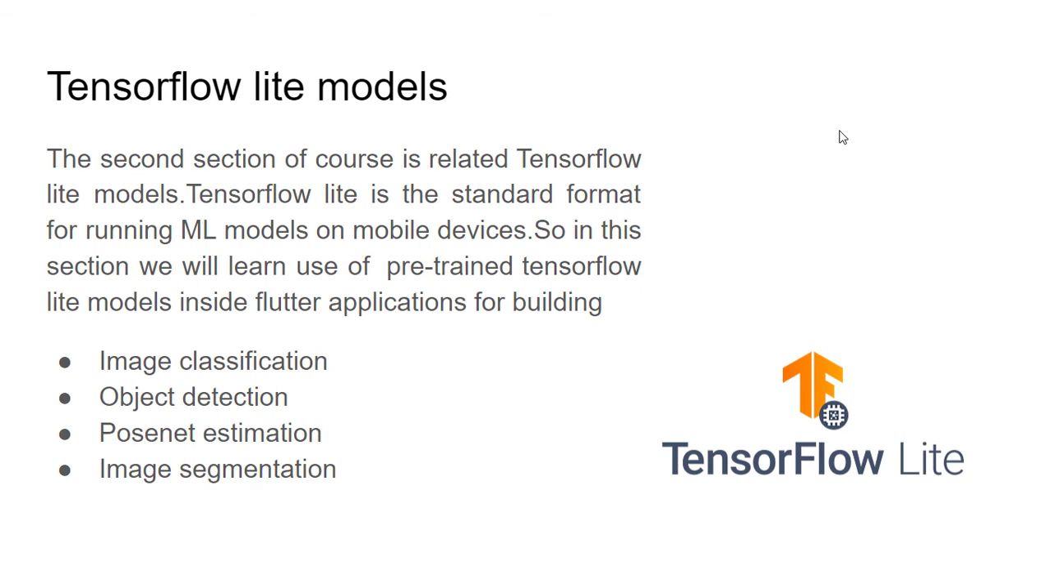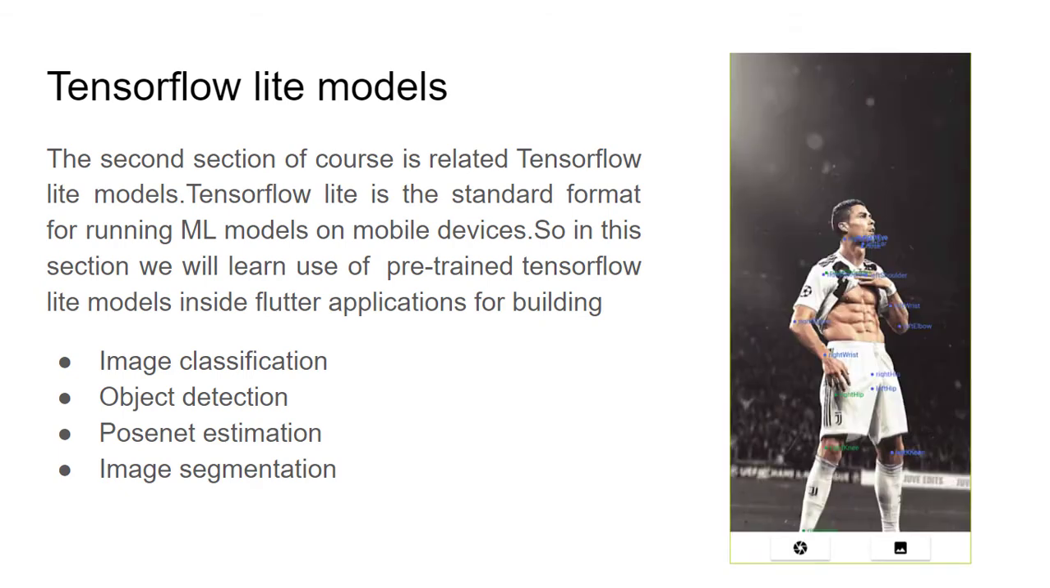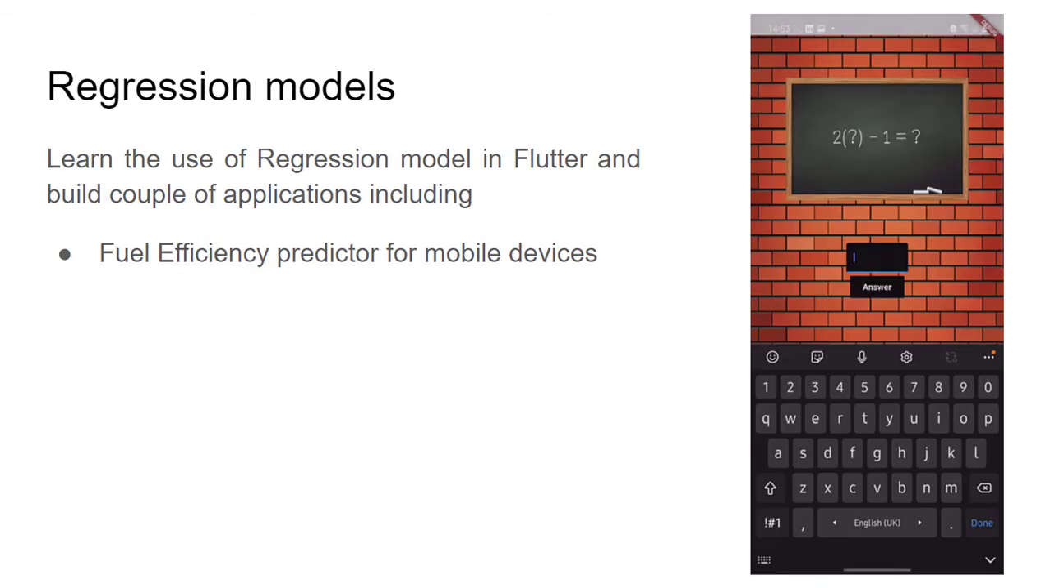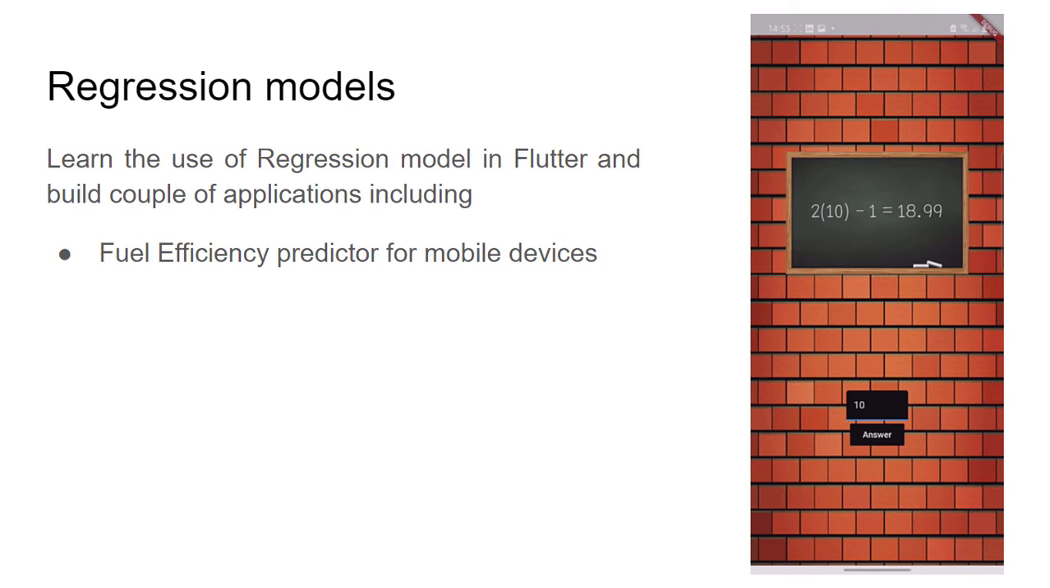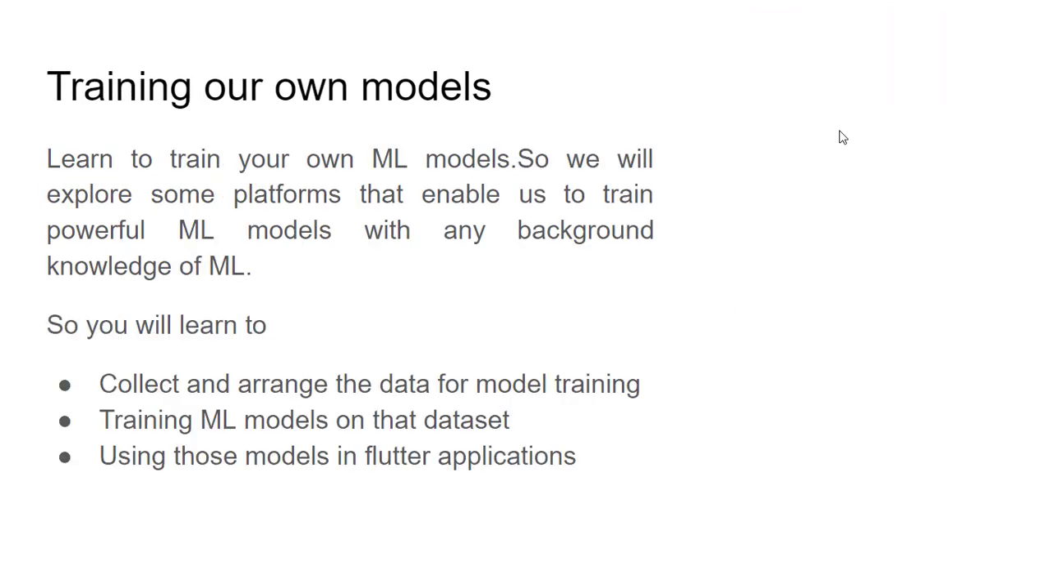Then in the second section of this course, we will learn the use of TFLite models inside Flutter. TensorFlow Lite is a standard format for running ML models inside mobile devices. So in this section, firstly we will learn the use of popular pre-trained machine learning models inside Flutter and build image classification, object detection, pose estimation, and image segmentation applications. After that, we will learn the use of regression models inside Flutter and build a couple of applications including a fuel efficiency predictor for vehicles.